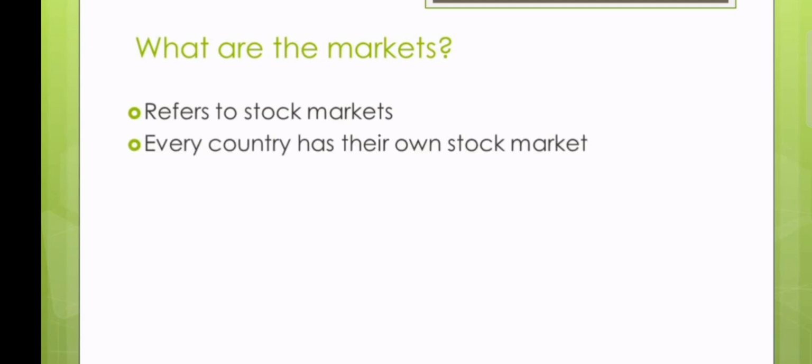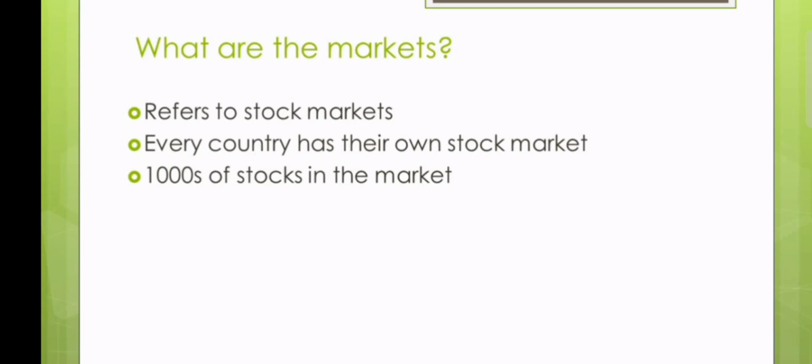And what you need to know is, every country has their own individual stock market. And the stocks in a country's stock market are different from stocks in another country's stock market. So for example, stocks in the German market are different from stocks in the Japanese market. And there can be hundreds to thousands of stocks in a stock market.